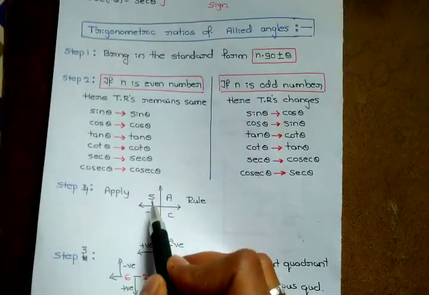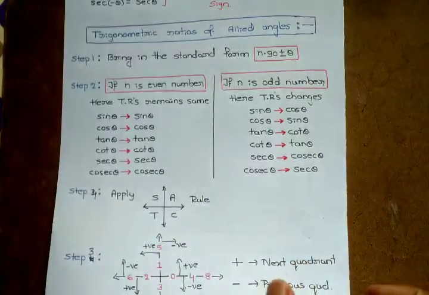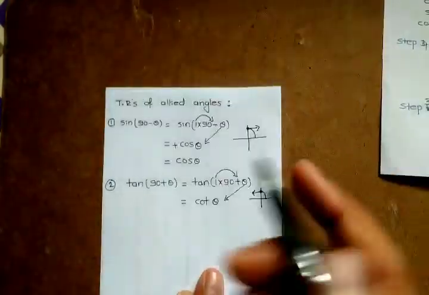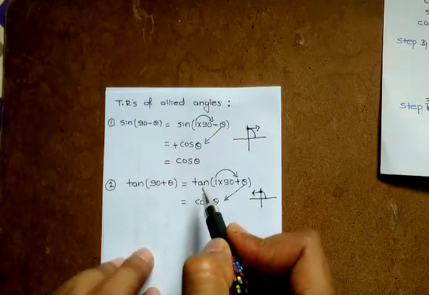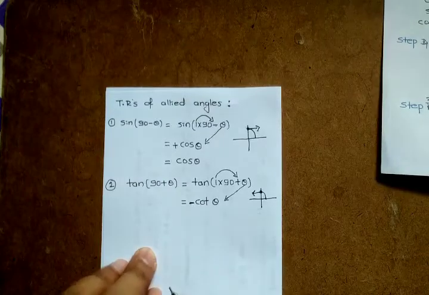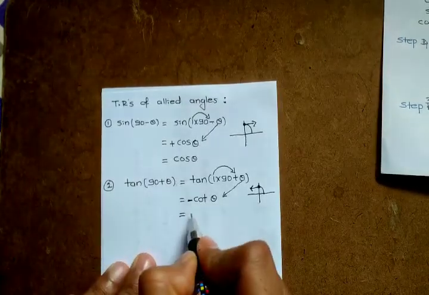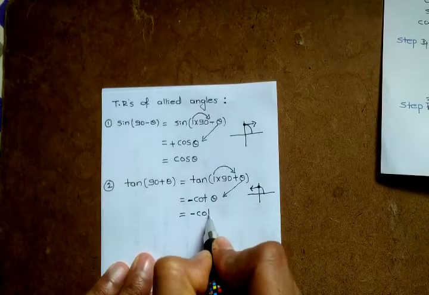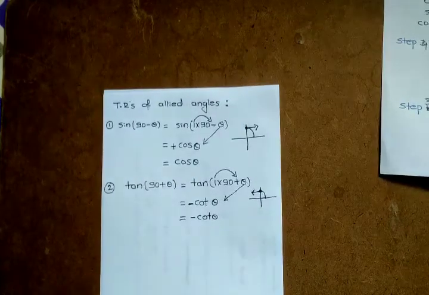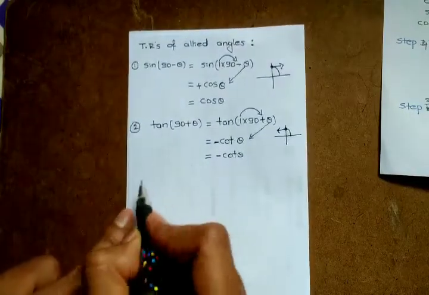In the second quadrant only sine and its reciprocal, cosec, are positive. Remaining all are negative. Tan is in the remaining group. Therefore tan is which sign in the second quadrant? Minus sign. So remember, tan of 90 plus theta is minus cot theta. Next, again one more example.